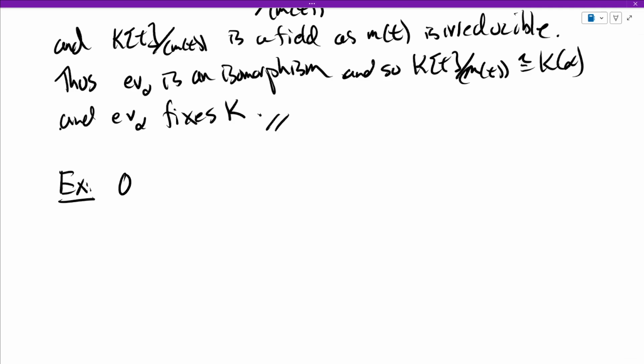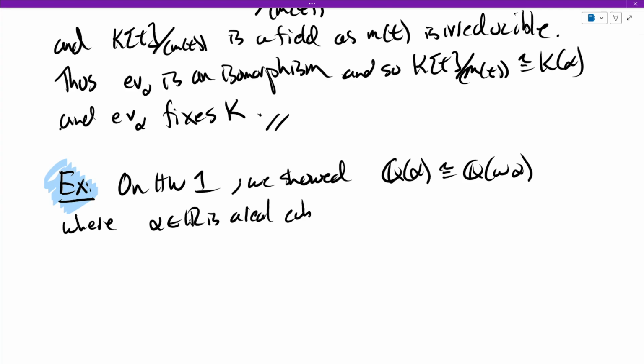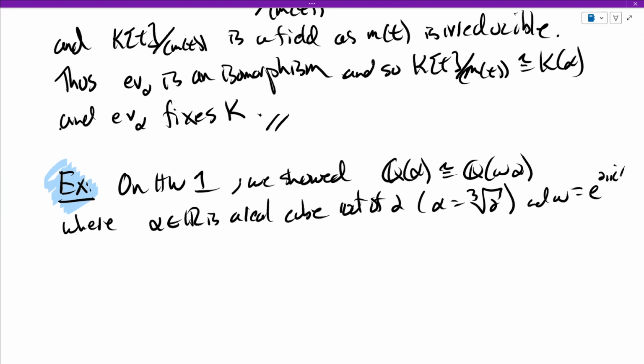All right, so example. On homework 1, you were asked to show that Q adjoin alpha is isomorphic to Q adjoin omega alpha, where alpha in R is a real cube root of 2. So alpha is what is typically written as that, and omega is a primitive cube root of unity.